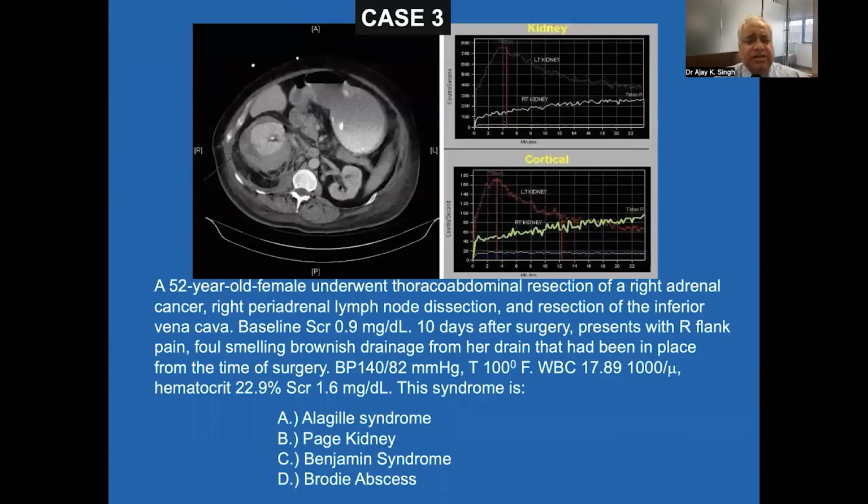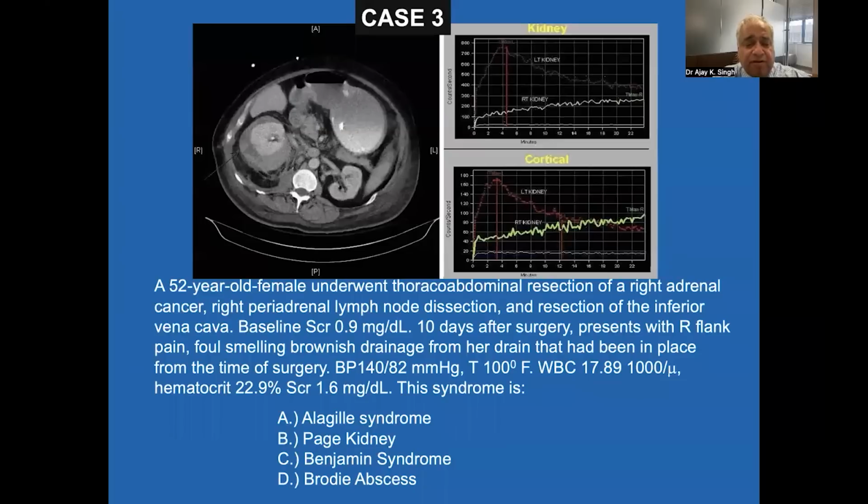Now we move on to case 3. This is a 52-year-old woman who underwent thoracoabdominal resection of a right adrenal cancer. A right periadrenal lymph node dissection was done, and resection of the inferior vena cava was done. The baseline creatinine in this patient was 0.9 milligram per deciliter, but 10 days after surgery, the patient presents with right flank pain, foul-smelling brownish drainage from her drain that had been in place from the time of surgery.